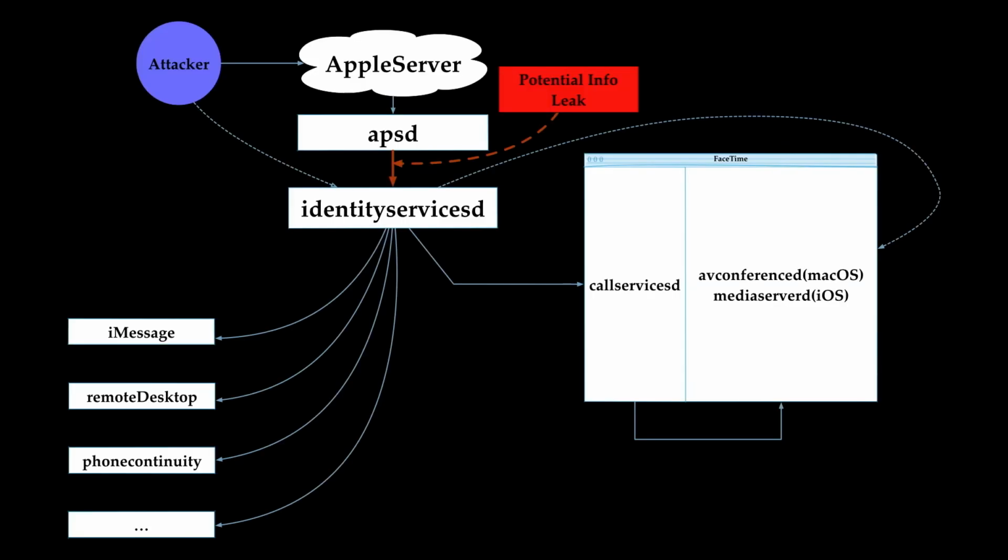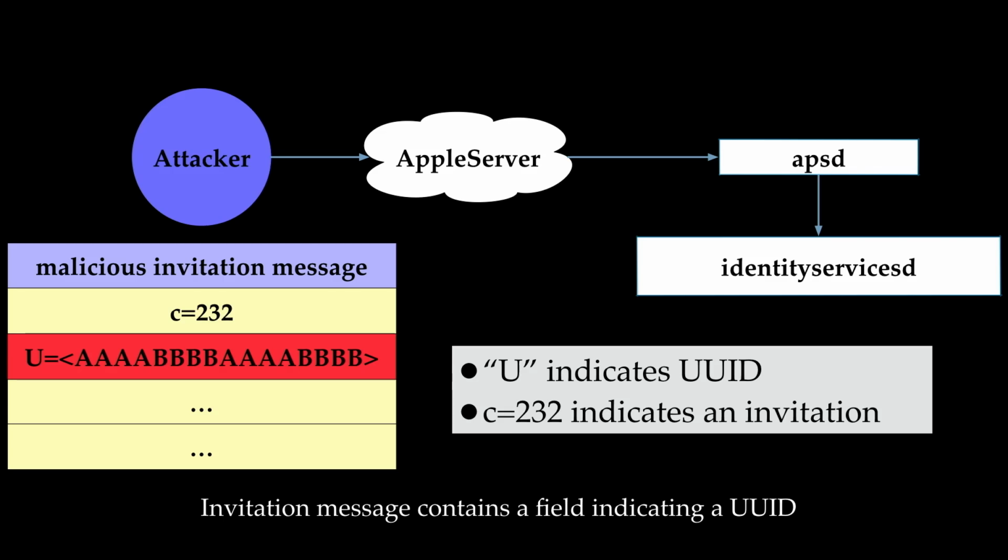And the first one is a potential info leak on the zero-click attack surface from APSD to IdentityServicesD. Why we call it a potential info leak, I will explain it later. The reason we noticed this issue is this: when we send an invitation out, we notice that the invitation dictionary has a UUID. The UUID is just some random numbers without any special meanings.